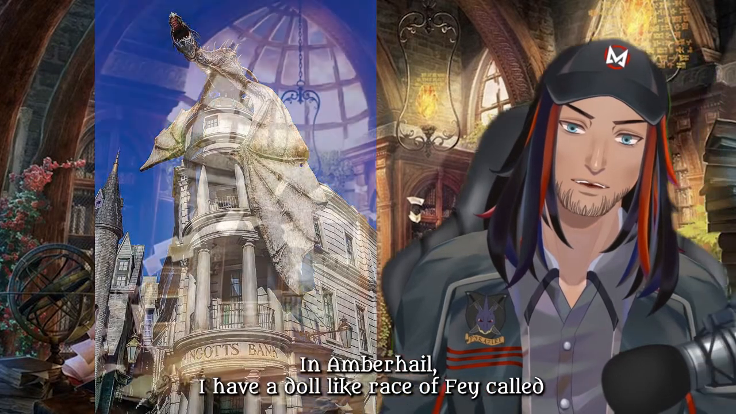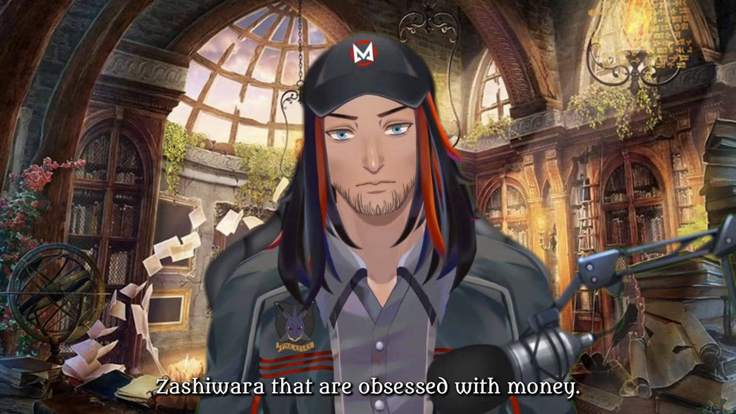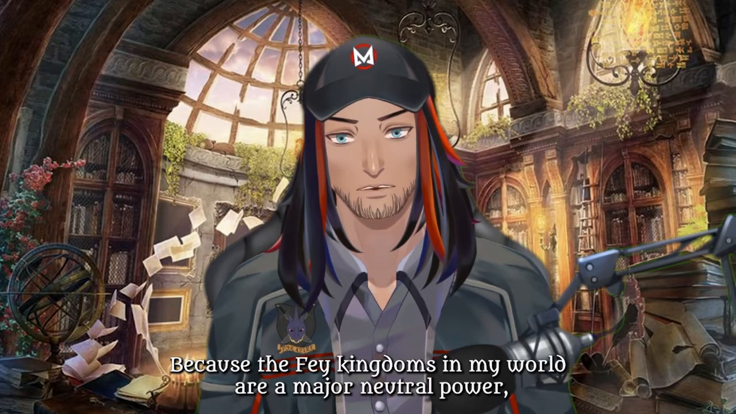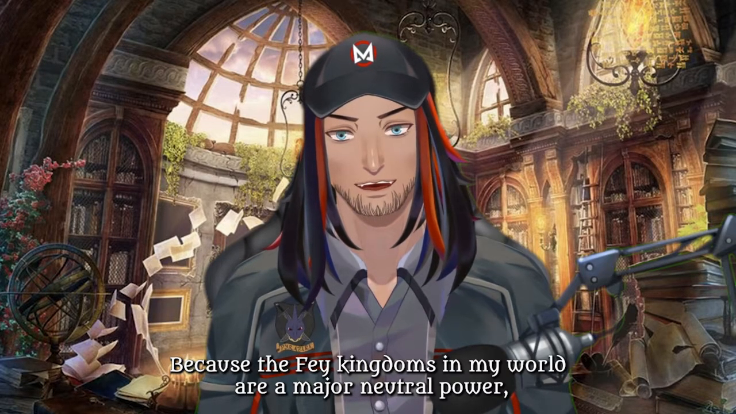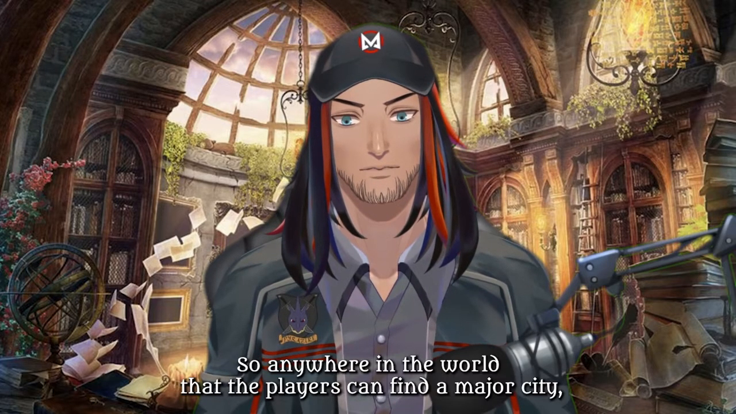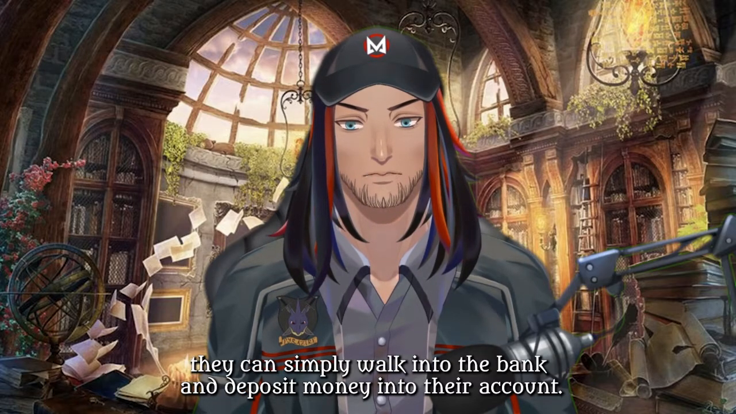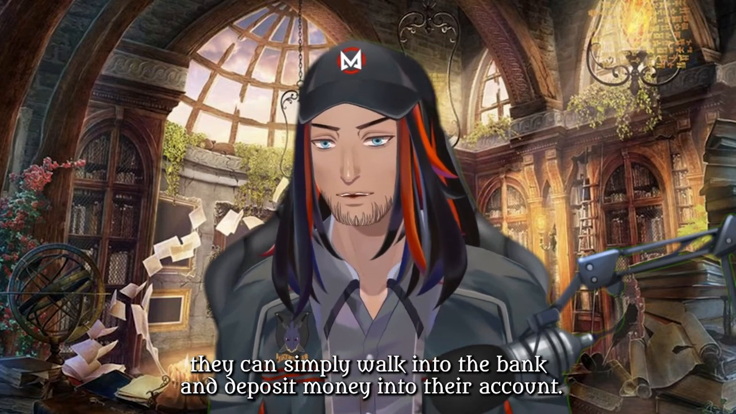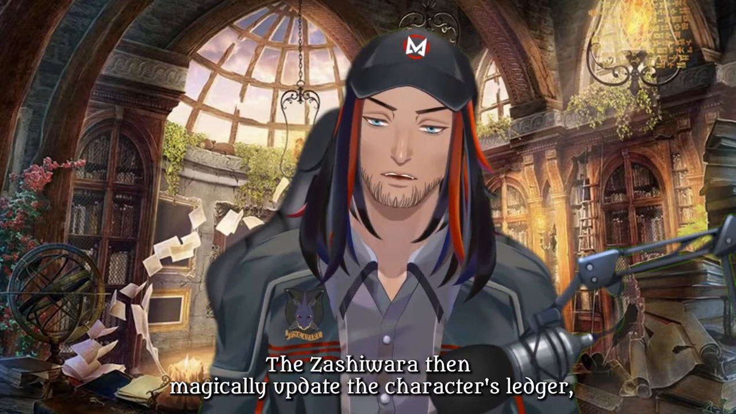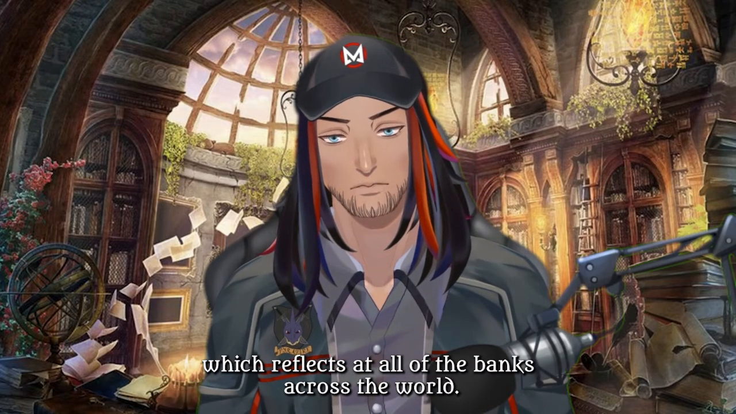In Amberhale, I have a doll-like race of Fae called Zashiwara that are obsessed with money. Because the Fae kingdoms in my world are a major neutral power, this allows the Zashiwara to open an international bank. So anywhere in the world that the players can find a major city, they can simply walk into the bank and deposit money into their account. The Zashiwara then magically update the character's ledger, which reflects at all of the banks across the world.